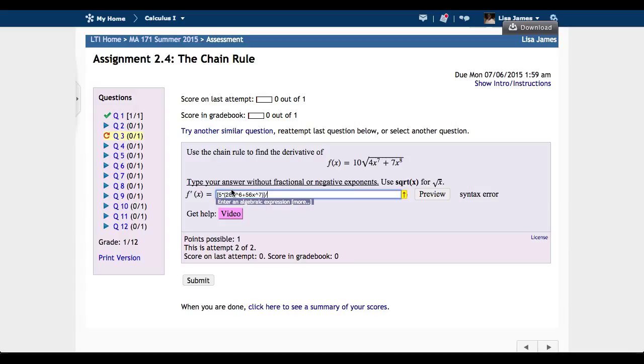So I'm going to put my division sign to show that I want a fraction, and then I'm going to type in the denominator. Remember, instead of having negative 1/2 power, I'm going to write this as square root, and in parentheses I'm going to put what I want under the square root, which would be 4x raised to the 7th power plus 7x raised to the 8th power, all of that in parentheses.